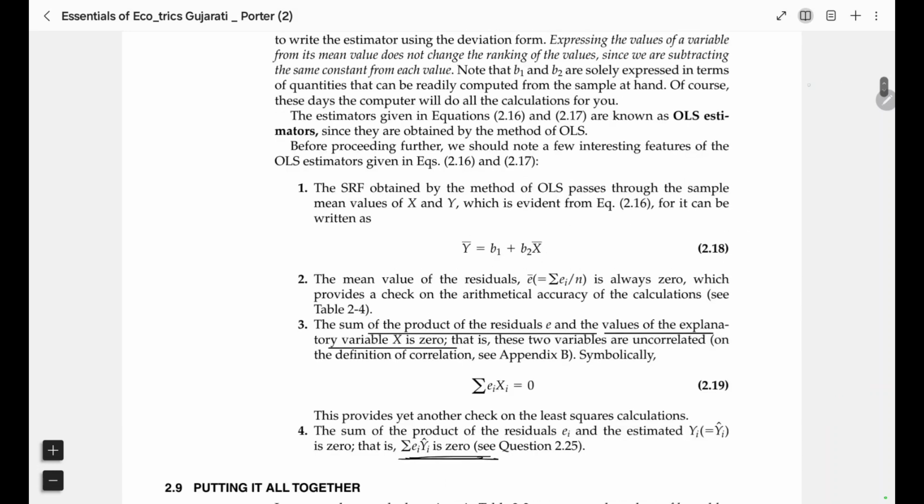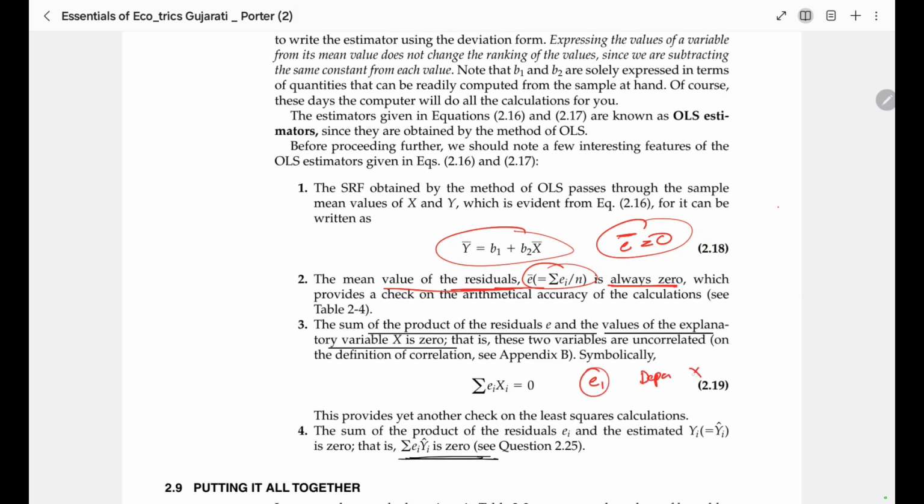Now some of the features of our beta 1 and beta 2 values. First, this is our SRF, right? The SRF obtained. The mean value of the residuals is always 0. That is, your error's mean value is always going to be 0. Second, there is no correlation between your error and your independent variable x, that is, summation ei xi equals 0. They are uncorrelated.